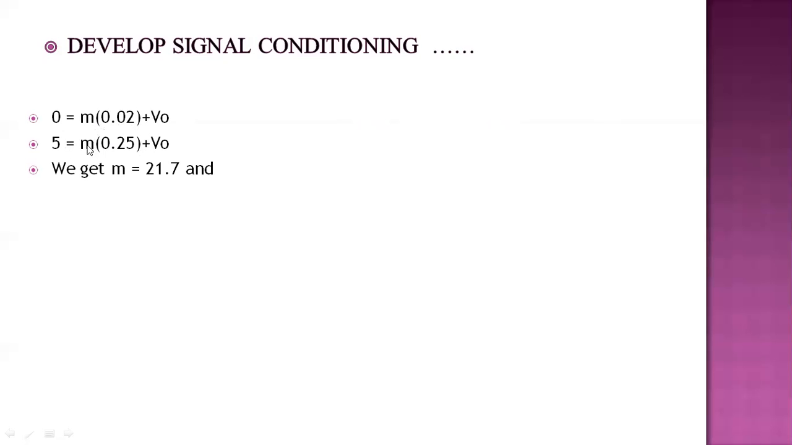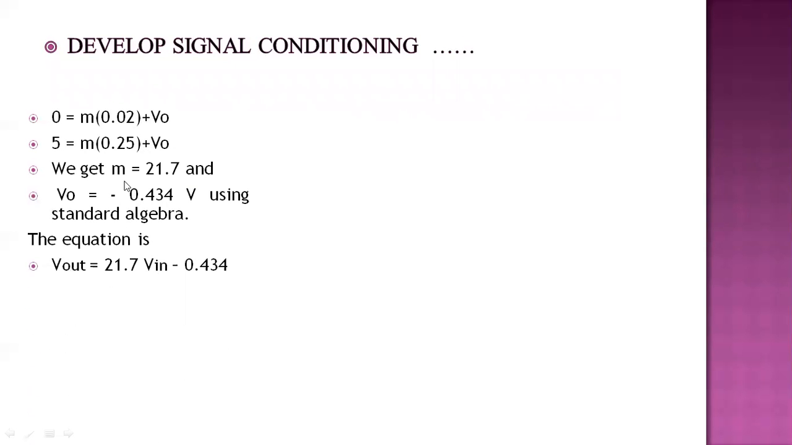So these two equations are given, that is 0 is equal to M into 0.02 plus VO. Similarly 5 is equal to M into 0.25 plus VO. If you solve this, we get M equal to 21.7, and VO will be minus 0.434 volts using standard algebra. So this equation will be, if we replace the values of M and VO in the above equation, Vout equals 21.7 Vin minus 0.434.